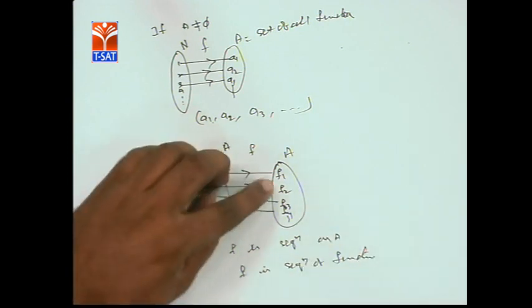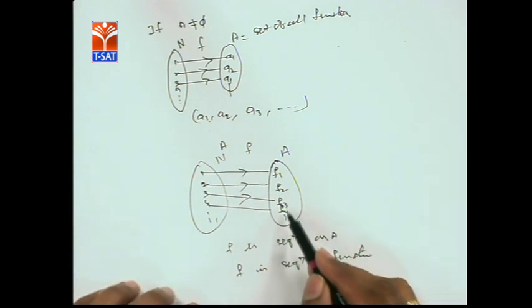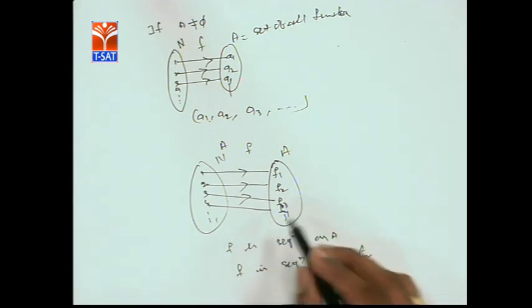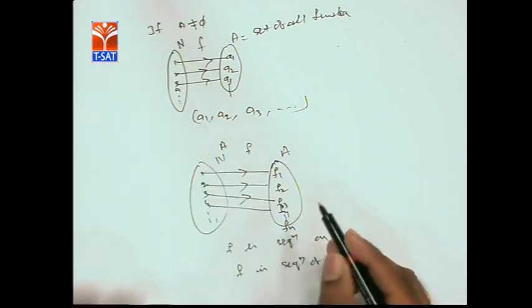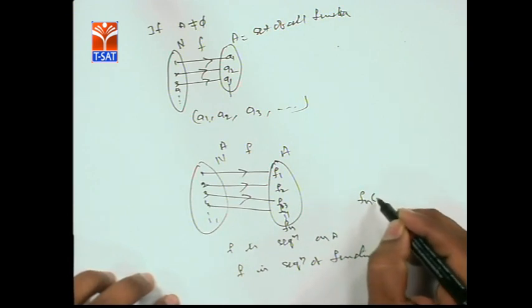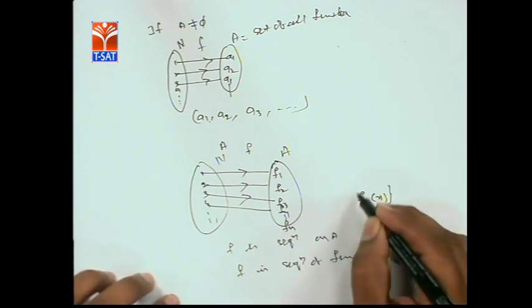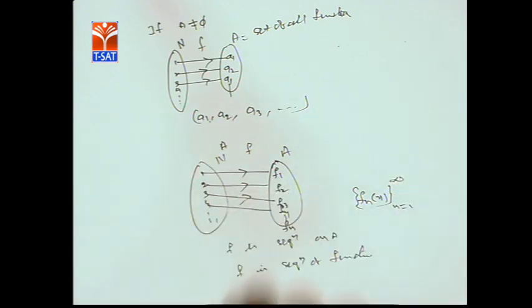Here f1 is the first term of the sequence, f2 is the second term, f3 is the third term, f4 is the fourth term, and so on. fn is the nth term of the sequence. In general, a sequence of functions is denoted by fn(x), n equal to 1 to infinity. This is the sequence of functions.